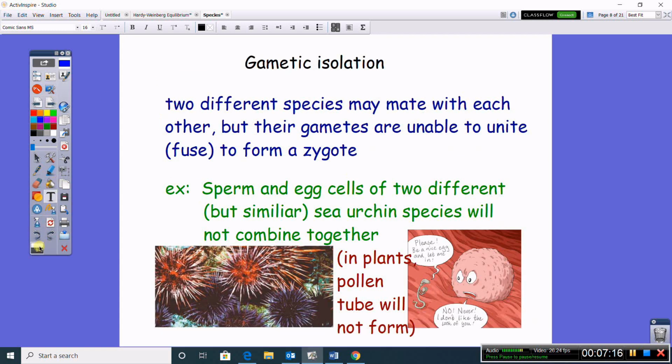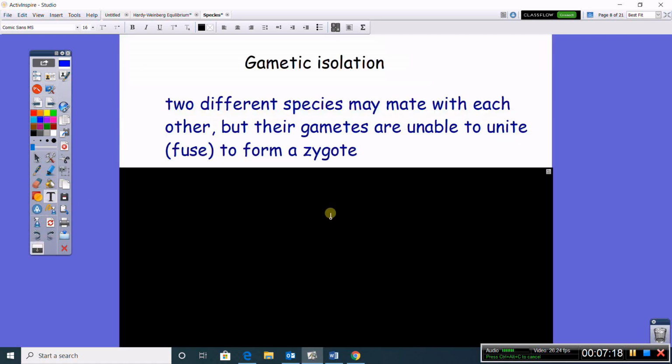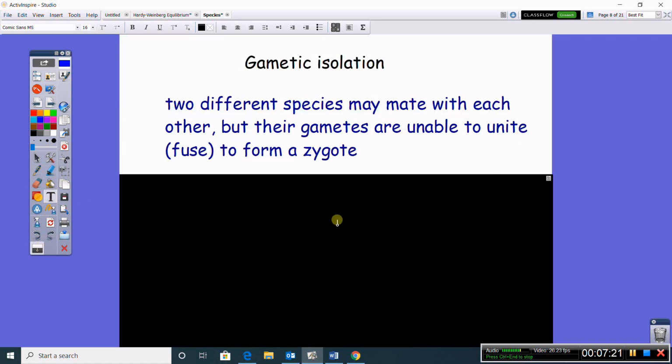All right, next up is gametic isolation. This one can be a little bit tougher to understand just because we haven't gotten into reproduction in animals and reproduction in plants as much yet. But this is when two different species may mate with each other, but their gametes are unable to unite or fuse to form a zygote.